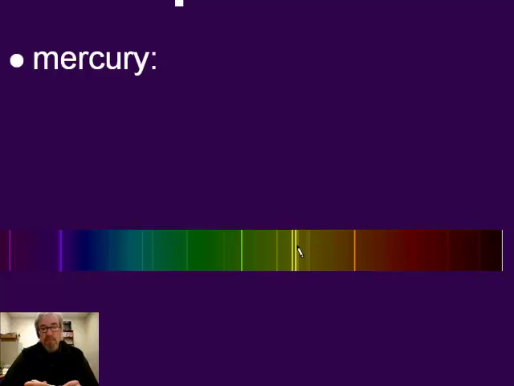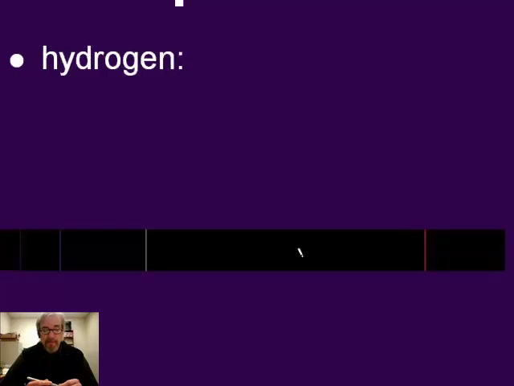Well, the colors that are here in these discontinuous spectra, this kind of a spectrum is called a line spectrum, and every element has its own. It's a sort of a fingerprint almost of the atom.